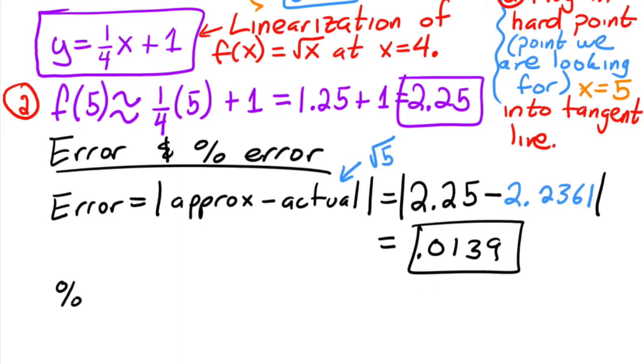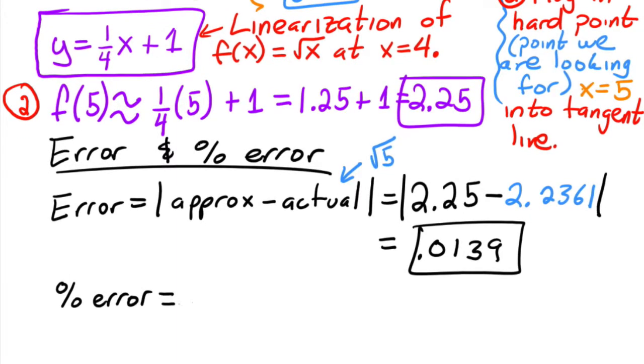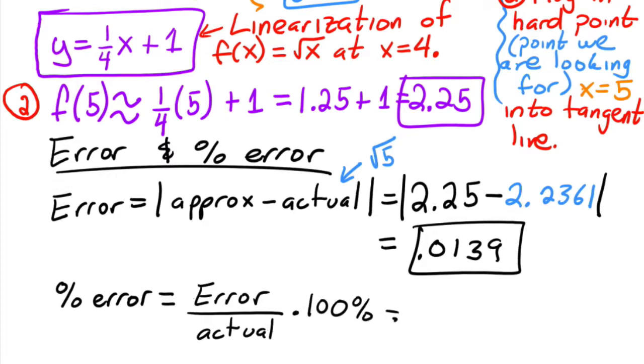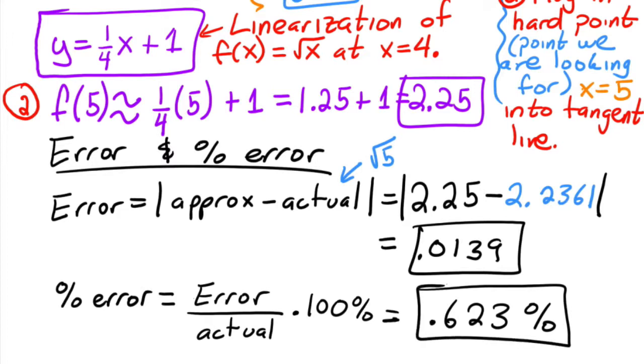And then the percent error is equal to the error that you found earlier, this one right here, over the actual, and then times 100 to turn it into a percent. If you do that, you would get 0.623%. That's the percentage that you're off of the actual value. So this is pretty good stuff right there.